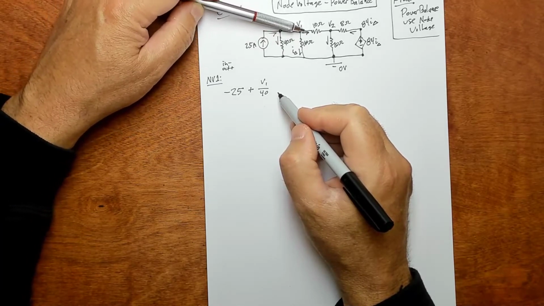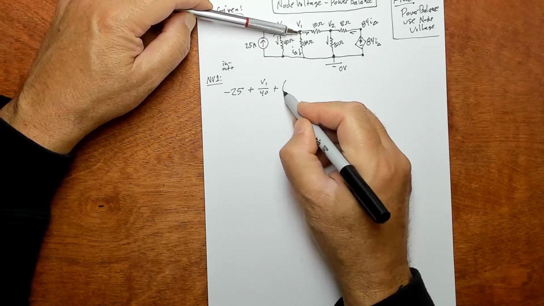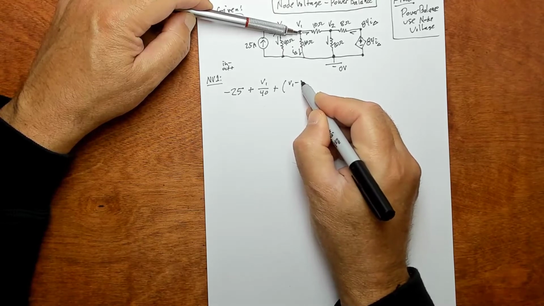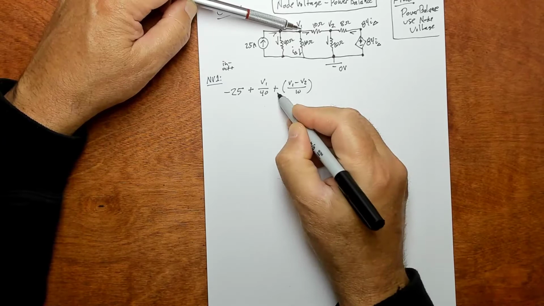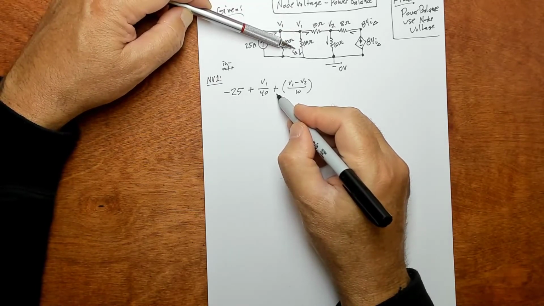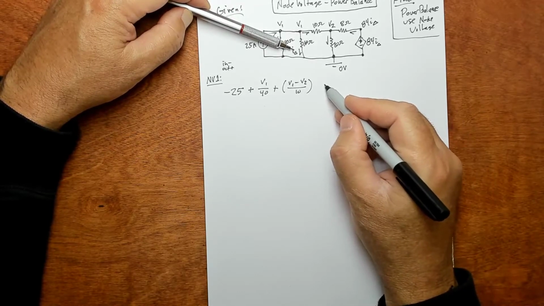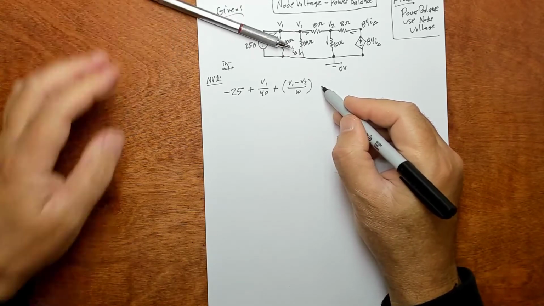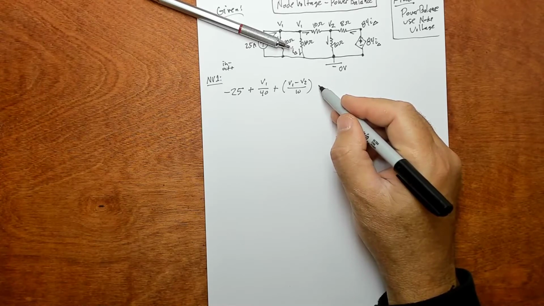And then this current, this one here. So this one's coming out, and it's going to be V1 minus V2, the potential between these two nodes, over the resistance 10, and it's coming out, so it's plus. And then I've got I delta coming out here. So I could just write plus I delta because it's coming out.